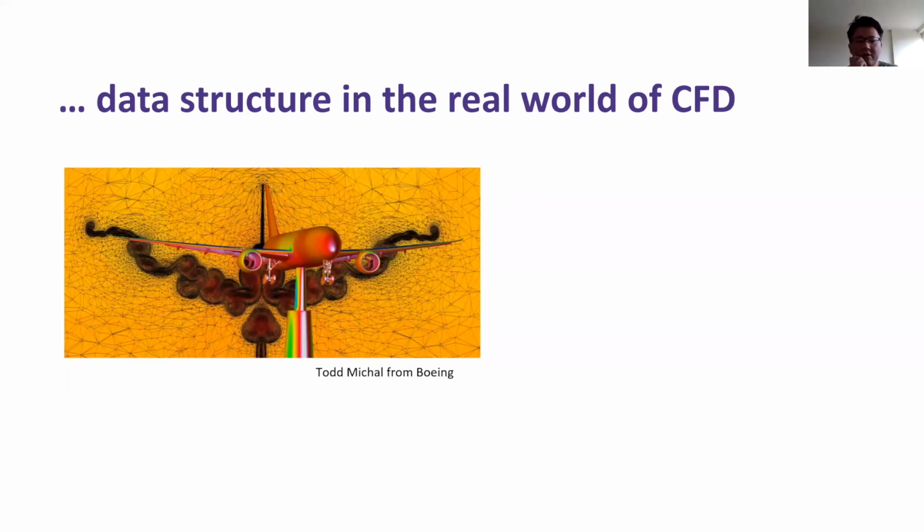So this is an image from a Boeing. As you can see, this is a CFD simulation for an entire aircraft. Looking at the meshes over there, you can guess that this is actually an adaptive mesh, probably based on the vorticity.